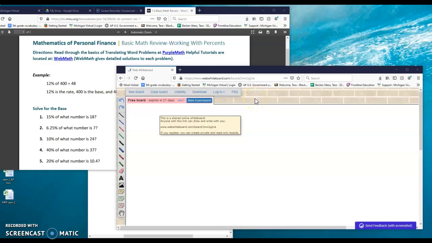All right, so let's take a look at working with percent. You're going to notice that they're all set up pretty similar. You're going to see, for example, 15% of what number is 18. So it's 15% of something. And in math, a lot of times when you see "of," it means multiplication. So 15% times some number, so we don't know what that number is, equals 18.